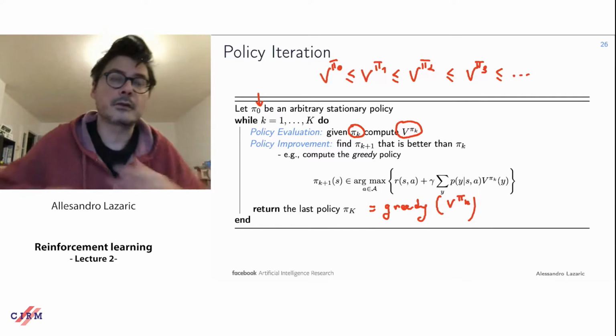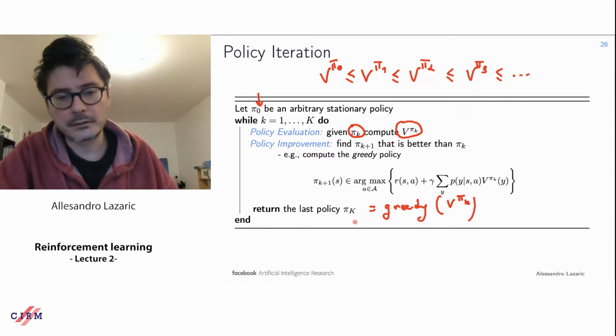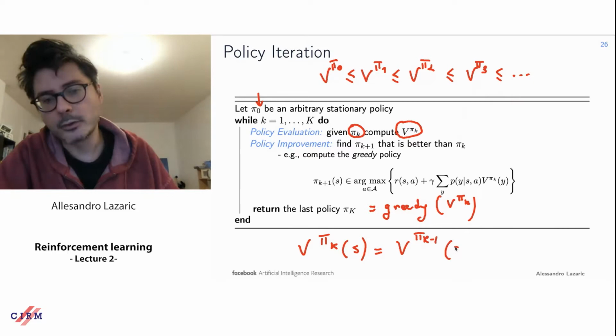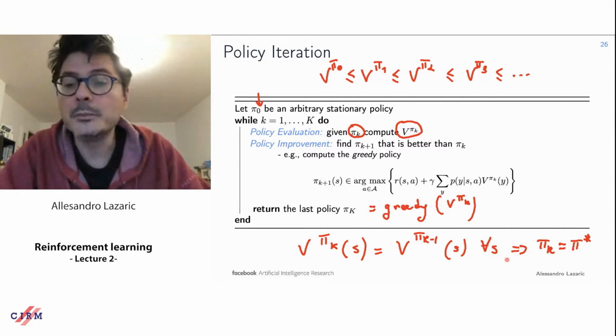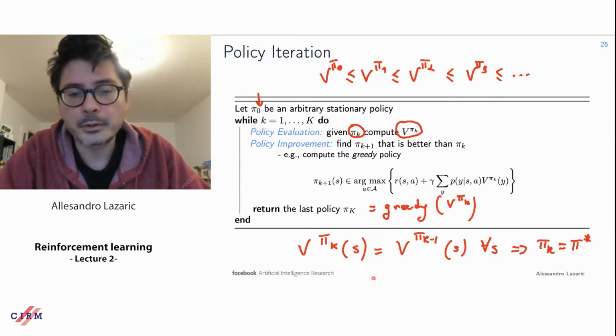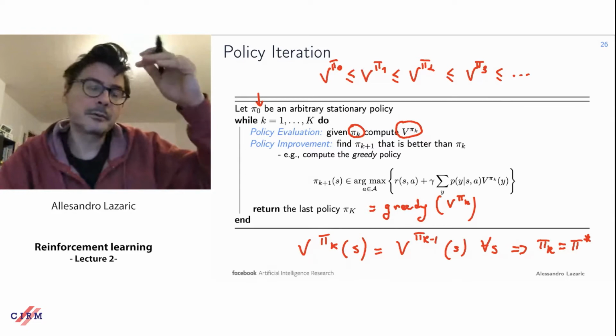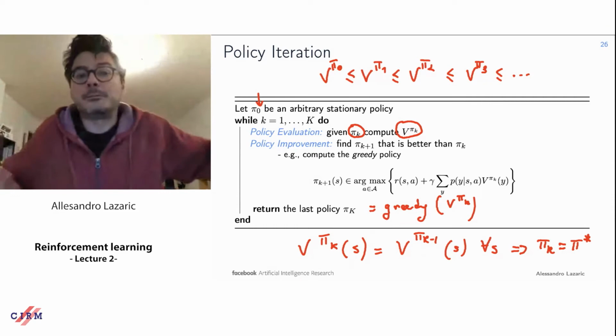So if it happens that at a certain point I have a policy pi k whose value is equal to v pi k minus 1 in all states, then pi k is pi star. Otherwise, it means that I will be improving over it. So basically, if I compute a policy through this, which does not really do anything, in the sense that it's not moving the value, then it means I've already reached the top. So it's really monotonically improving until I plateau to the best thing that I can do.